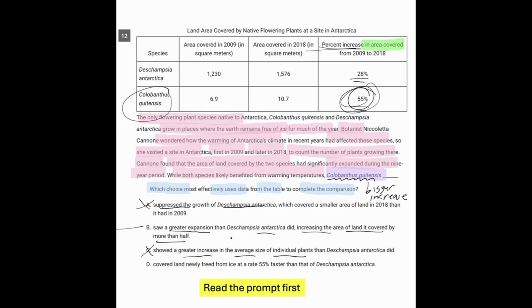And D says it covered land newly freed from ice at a rate 55% faster. And once again, it didn't do this. It did this, which is exactly what we saw here. The area of land that it covered matches what was in the label for the chart. So the best answer is B.